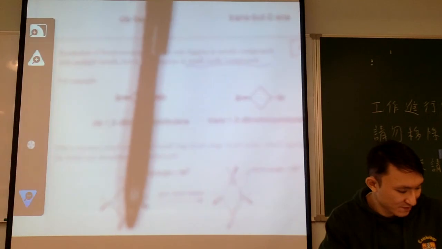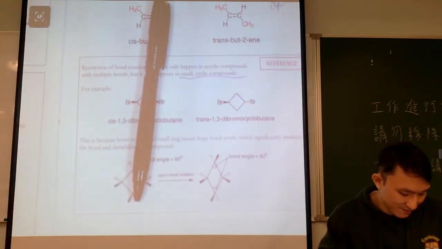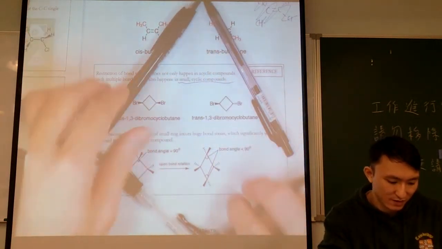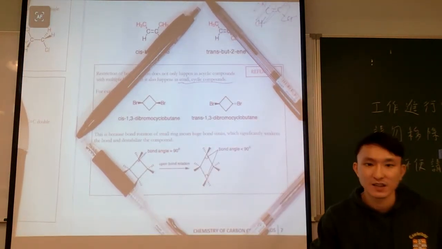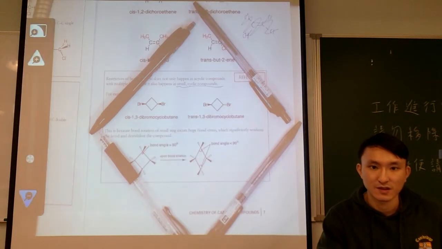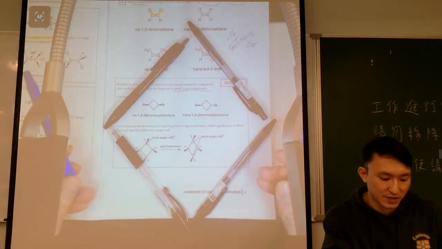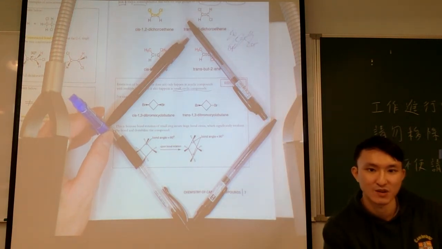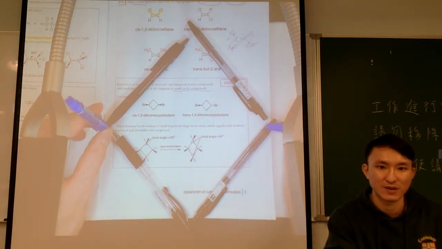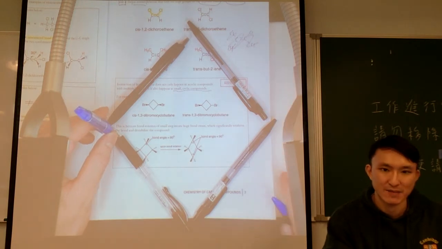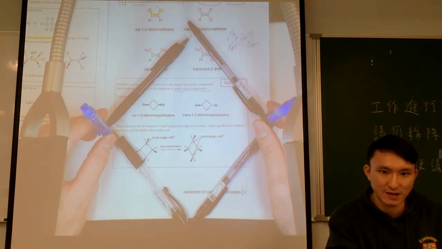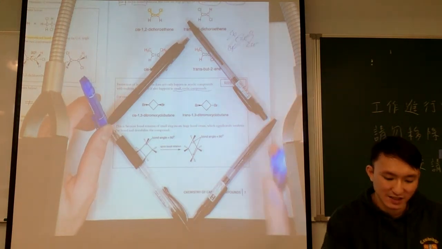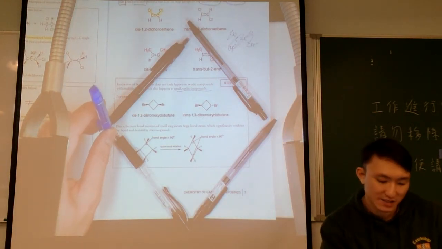Now think about it. We have a ring like this, okay? And we can have the bromine groups either pointing to the top or one pointing down, underneath my paper. So if they are pointing in the same direction, then it looks like a C over here, right? So this one is a cis, and this one down here would be a trans, okay?